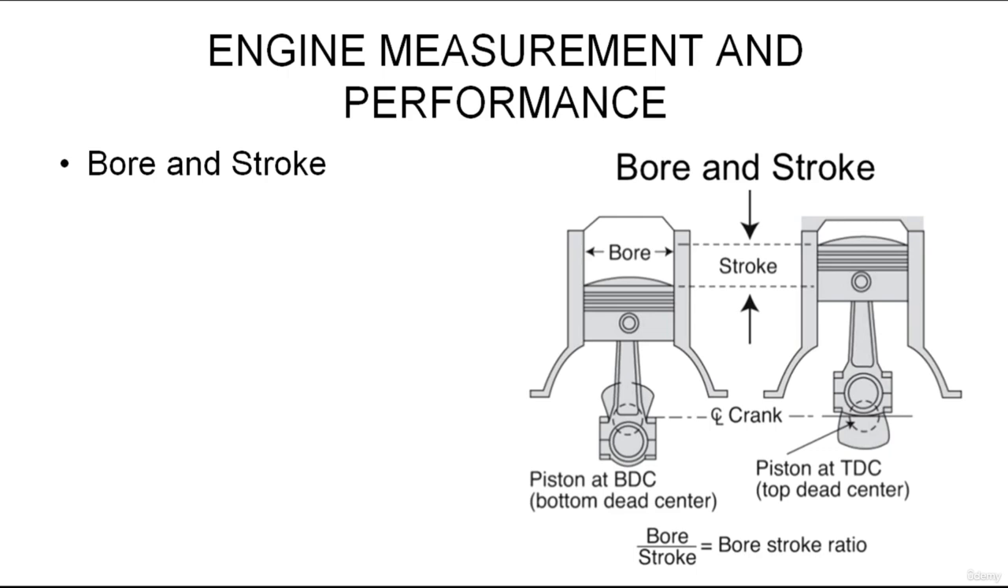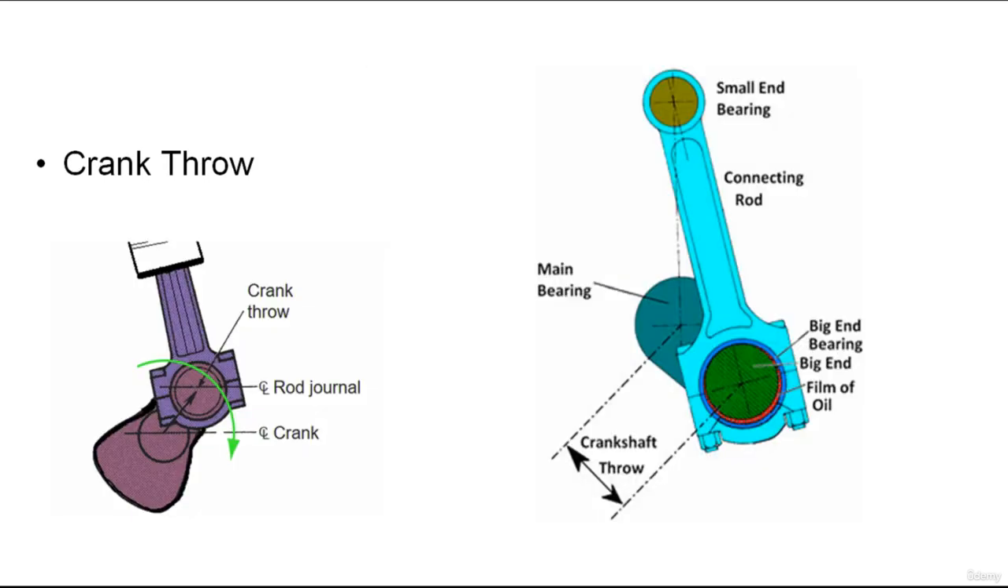A square engine is a compromise between the two designs. The crank throw is the distance from the crankshaft's main bearing center line to the connecting rod journal center line. So the stroke of any engine is twice the crank throw.